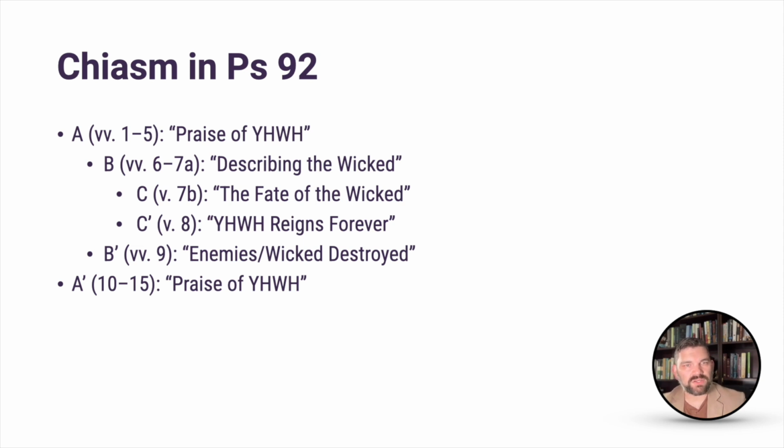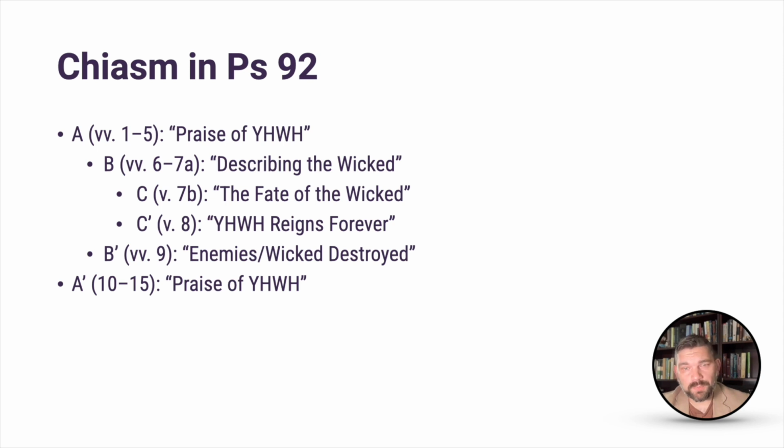So we have this B section that describes the wicked. And then we have two C sections, a C and a C prime. They form the middle. We have the fate of the wicked and the promise that Yahweh reigns forever. And as we back away from that, enemies and wicked destroyed, and then we have the praise of Yahweh.